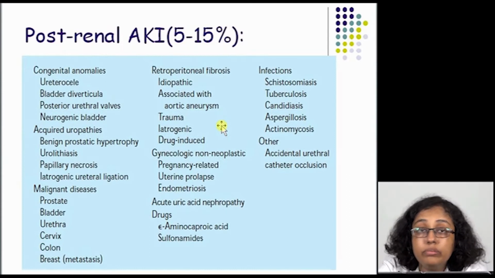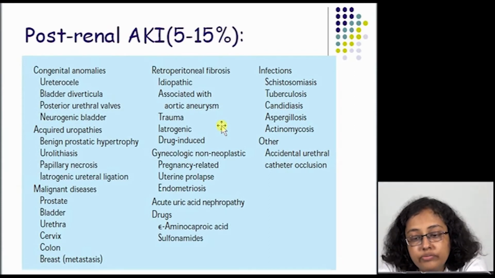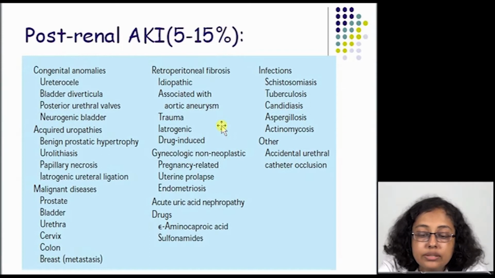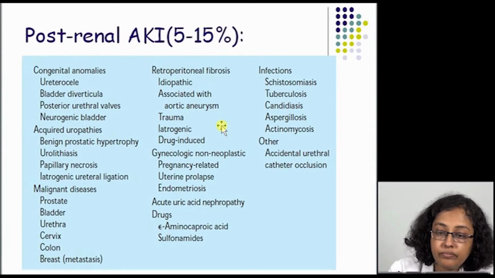In diabetics, it could be because of a papillary necrosis. There are a host of malignancies which can cause bilateral ureteric involvement because of metastasis, like prostatic cancer, cervical cancer in females, colonic malignancies rarely. Other uncommon causes are retroperitoneal fibrosis due to any cause, traumatic post-renal AKI, acute uric acid nephropathy, which is less common, and some rare infections.